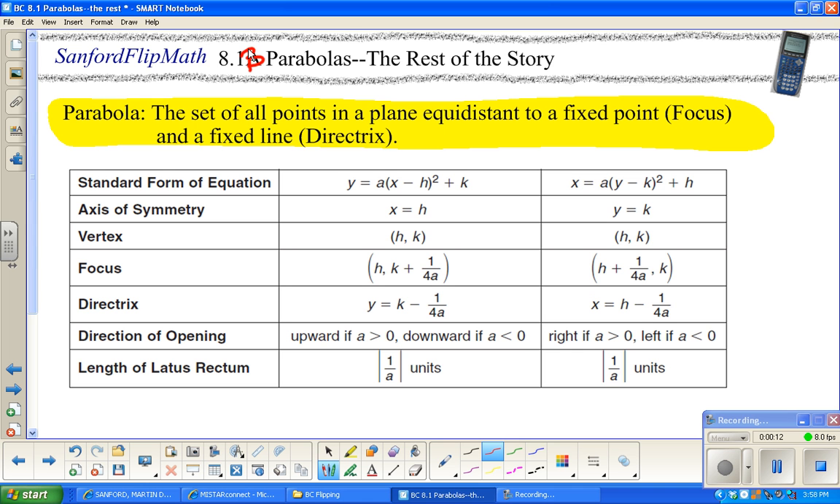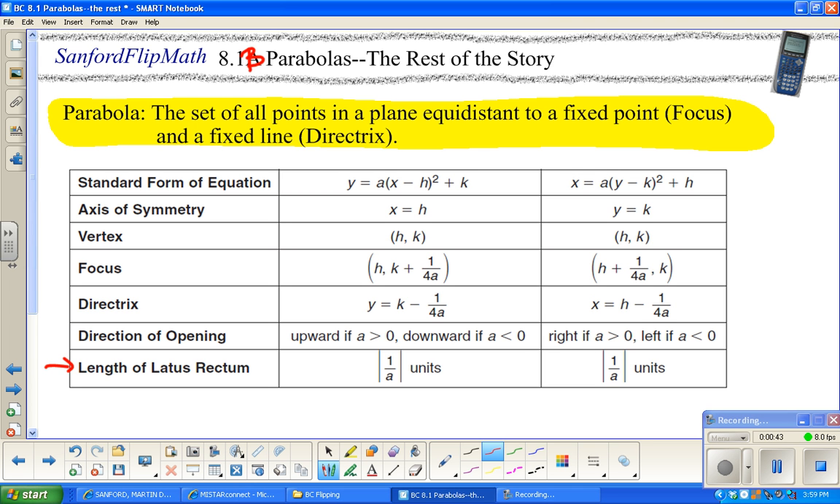We're calling this 8.1, referring to the section of the book from our Demana Foley Kennedy book, but we're actually doing most of our work from the Glencoe Algebra 2 book, probably 2008 copyright. And we are revisiting parabolas because there's a bunch of information that we didn't know about, and that has to do with all of the stuff dealing with focus and directrix. And I need to mention latus rectum today just so you have an idea of what that's about.